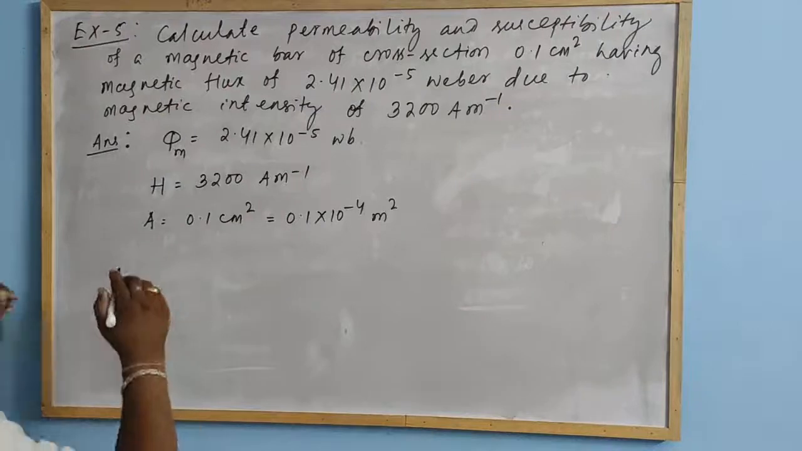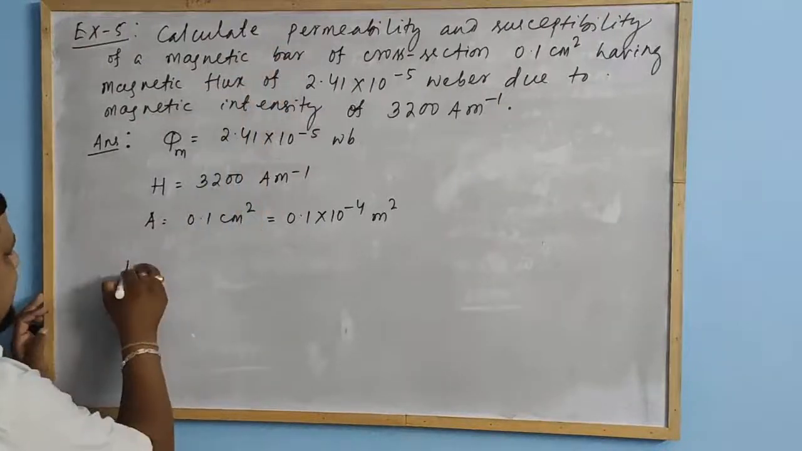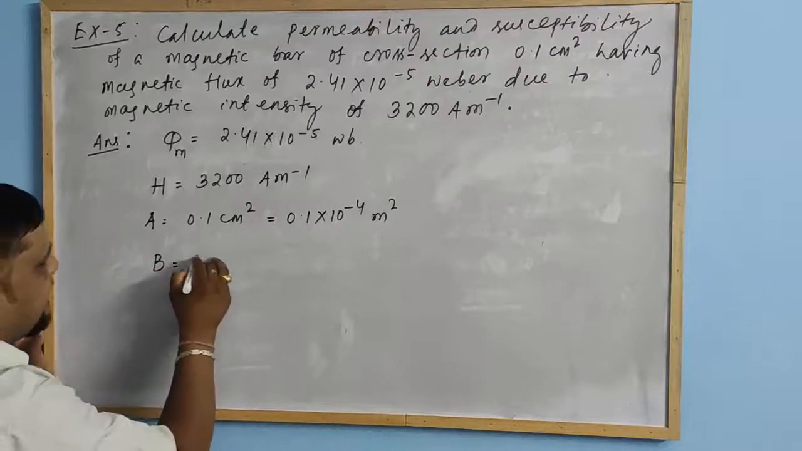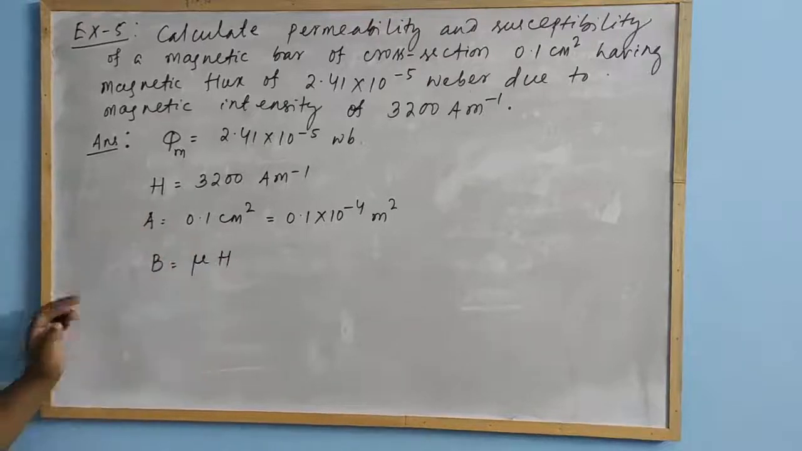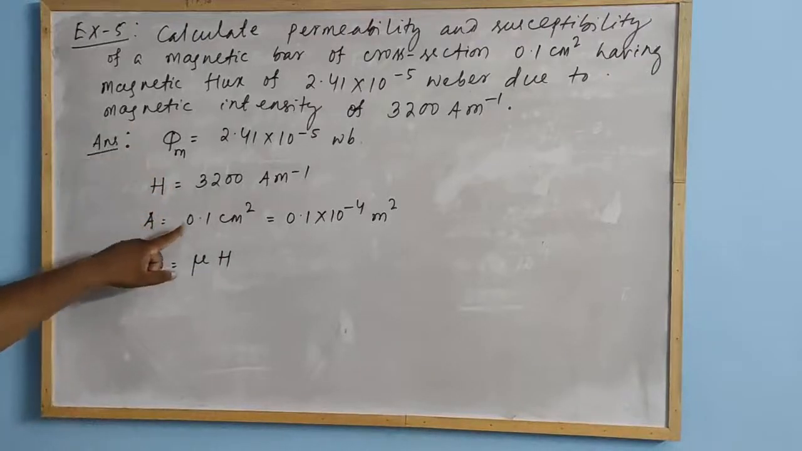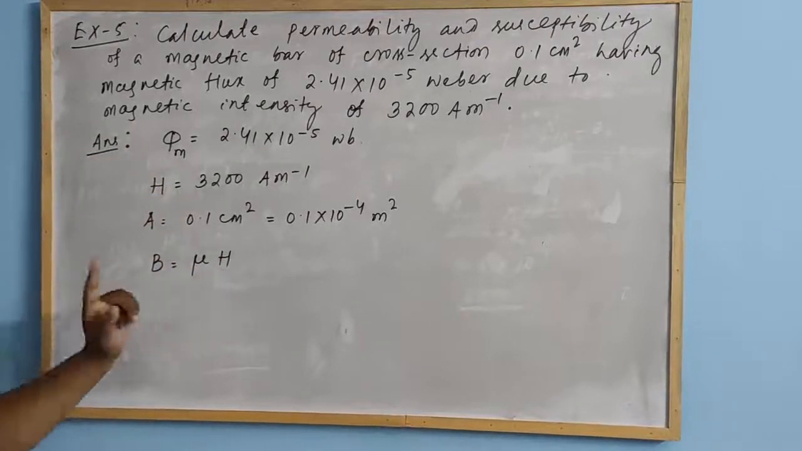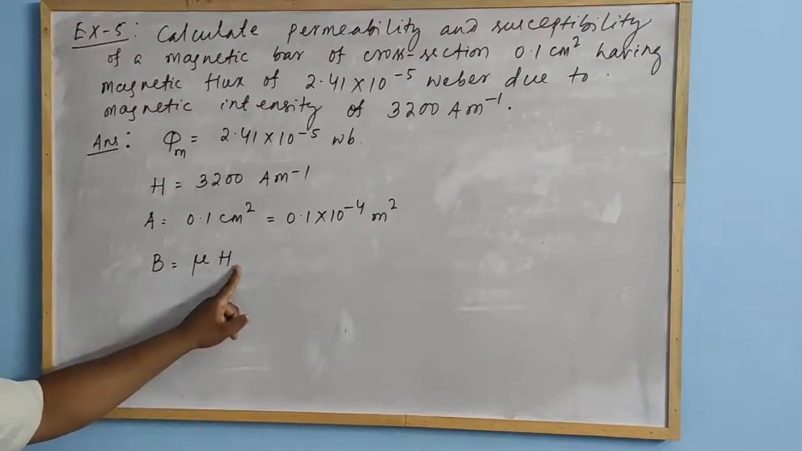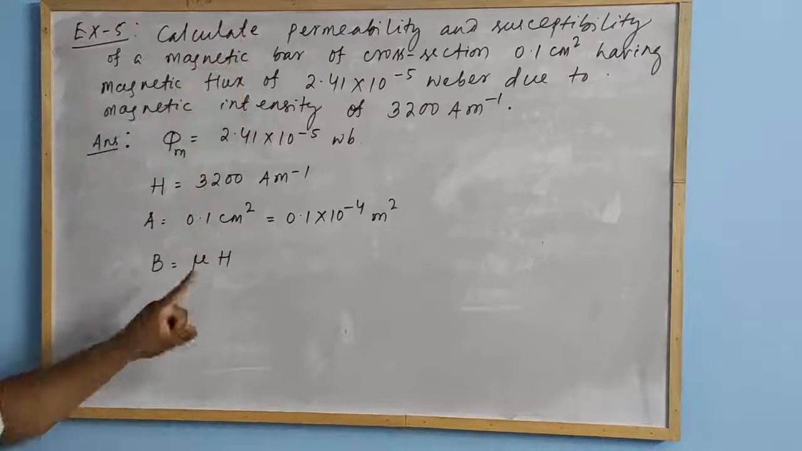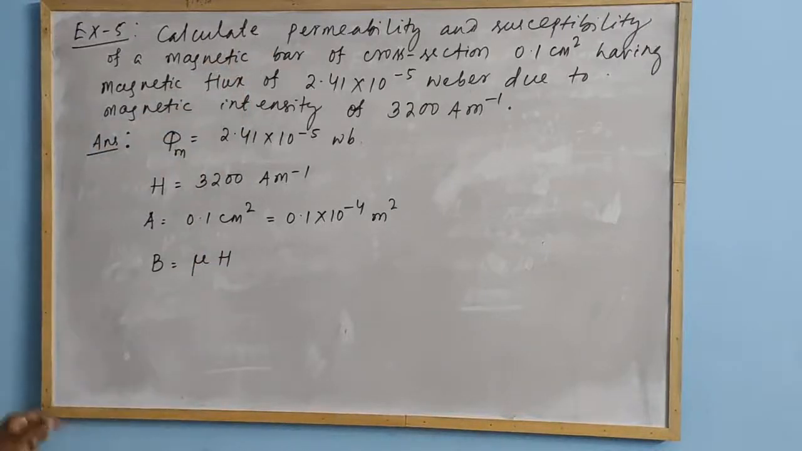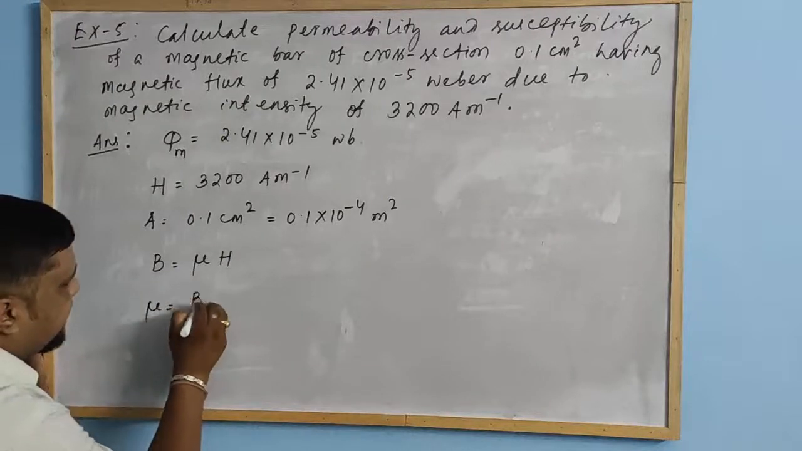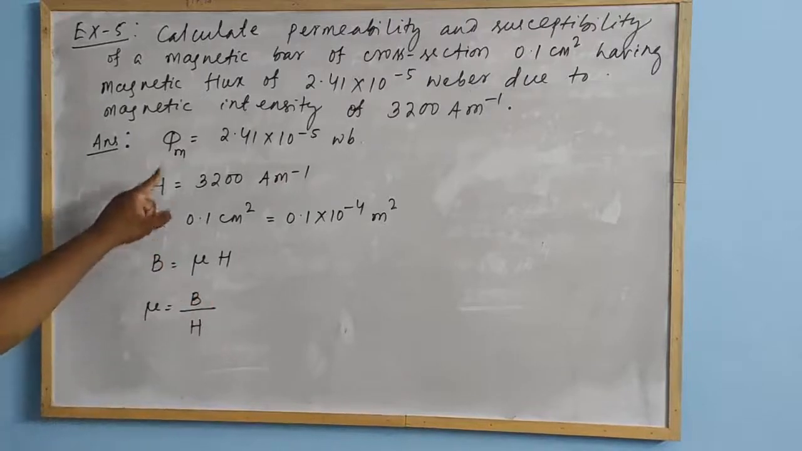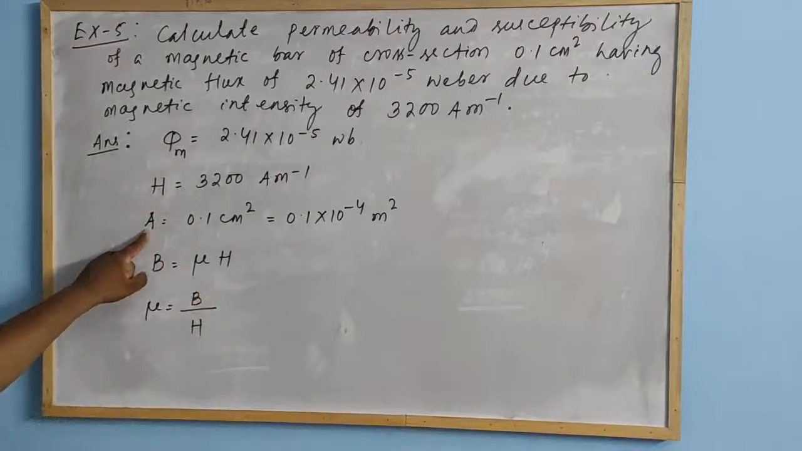Right? So first I will calculate the permeability. As you know, the flux density B is related to the intensity of the magnetizing field: in free space, B naught equals mu naught H. But for the material, with its permeability, B is equal to mu H. So mu is equal to B by H. But this B is not given. What is given? Flux is given and area is given.